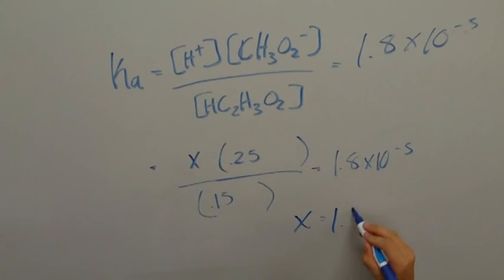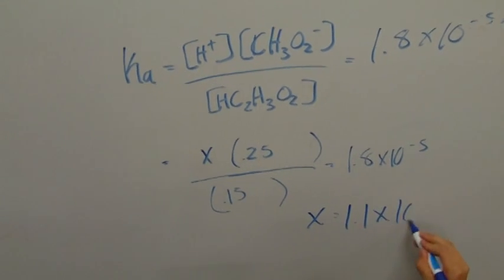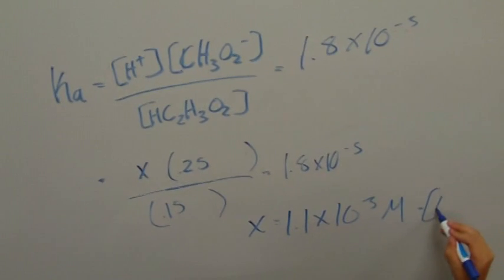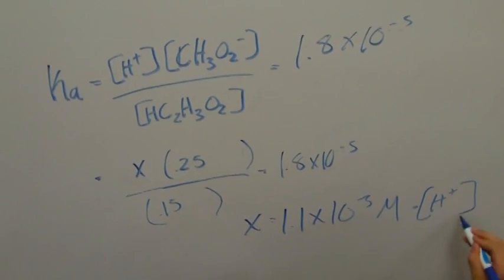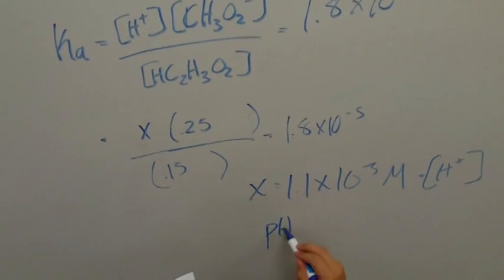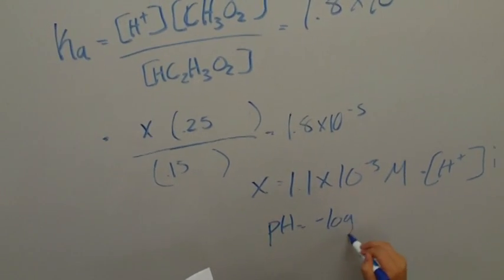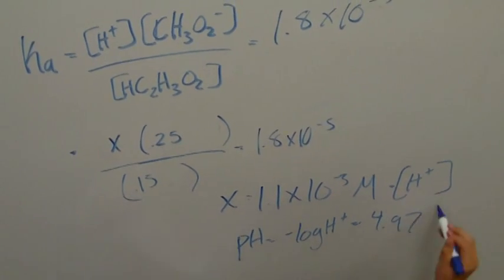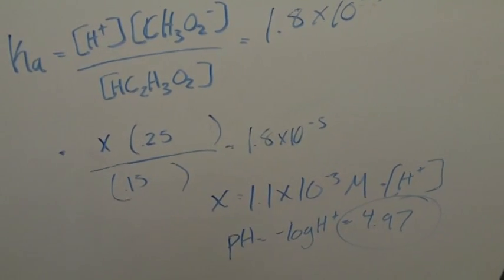We know that x is going to be 1.1 times 10 to the negative 5 molar. And that's going to equal the H plus concentration. From the H plus concentration, we know that pH is equal to the negative log of H plus, which is equal to 4.97, and that is the answer. Simple enough.